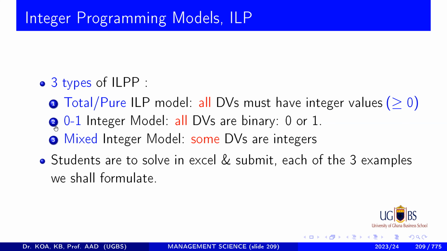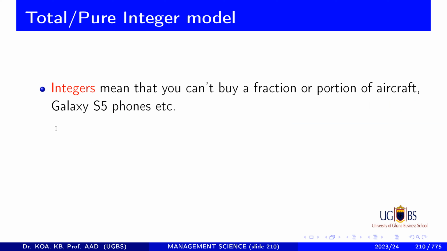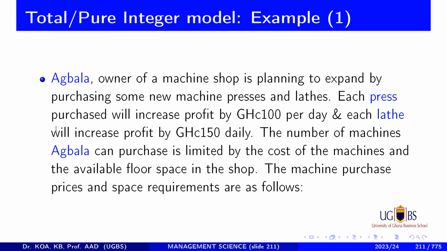Let's take a story to demonstrate what this is. Let's assume, for example, that you have this story in front of you. Agbala is an owner of a machine shop. Agbala wants to expand by buying some machines, which are the presses and the lathes. These presses and lathes are not in decimals. For example, if you're talking about a car, you cannot say 4.7 cars. So these presses and lathes are whole numbers.